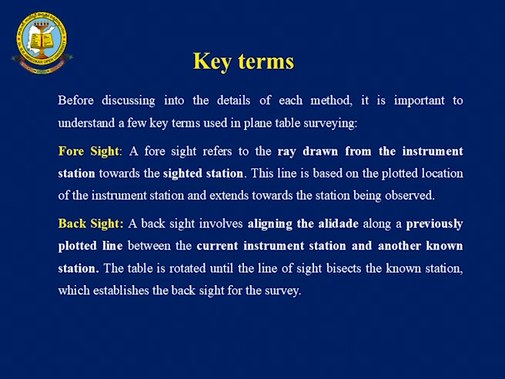Another term is called backsight. A backsight involves aligning the alidade along the previously plotted line. You are observing the already plotted line from the next station. At the current instrument station and another known station, the table is rotated until the line of sight bisects the known station, which establishes the backsight for the survey. These two terms are important when you are doing the plane table survey.